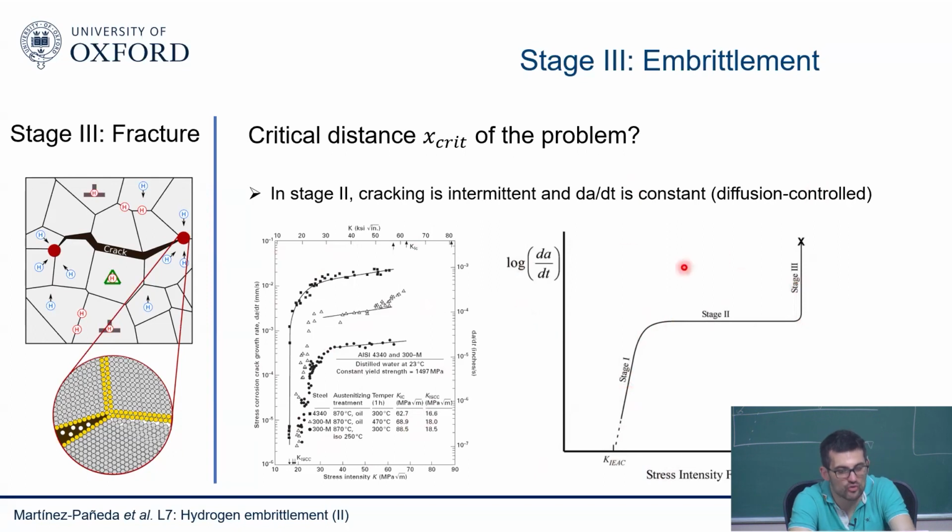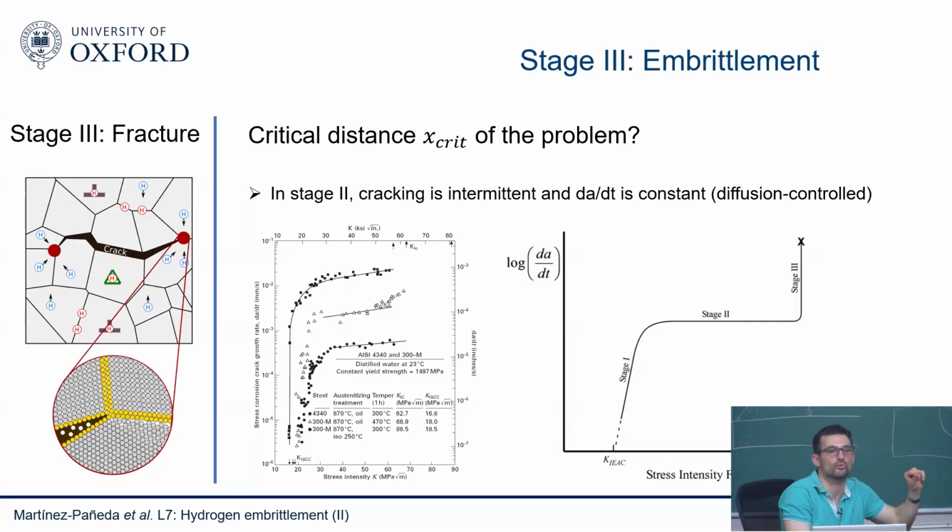So why is this, you may wonder? Why do we have a situation where I keep increasing my load, there's more energy coming in, my energy release rate is growing, but my crack speed remains constant? And what you see in the experiments is that the crack is kind of jumping. So you initiate a crack, and then boom, it jumps for a certain distance, and then it jumps a bit again, and then jumps a bit again. So this kind of interrupted cracking process is basically diffusion controlled.